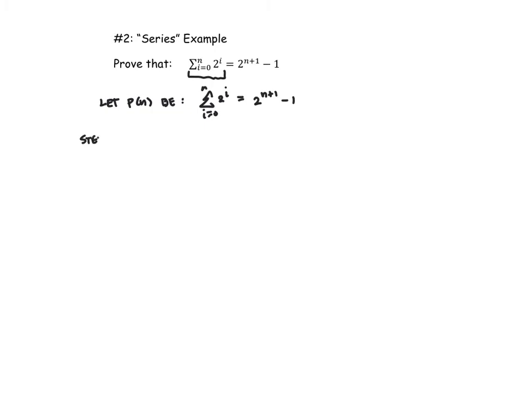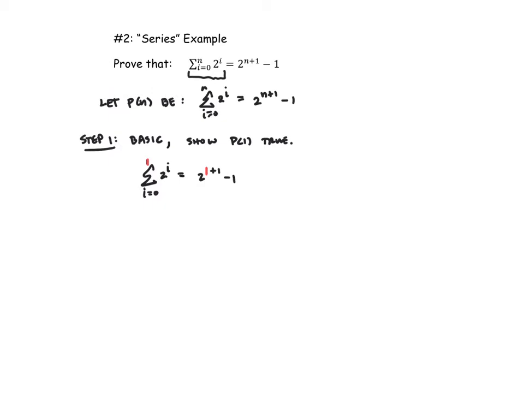So step 1, which is our basic step. Let's show that P of 1 is true. Okay, so that would be the sum from i equals 0 to 1 of 2 to the i. I want to show that's equal to 2 to the 1 plus 1 minus 1. Notice that I'm plugging in a 1 everywhere I see an n, and then we're going to do work from there.